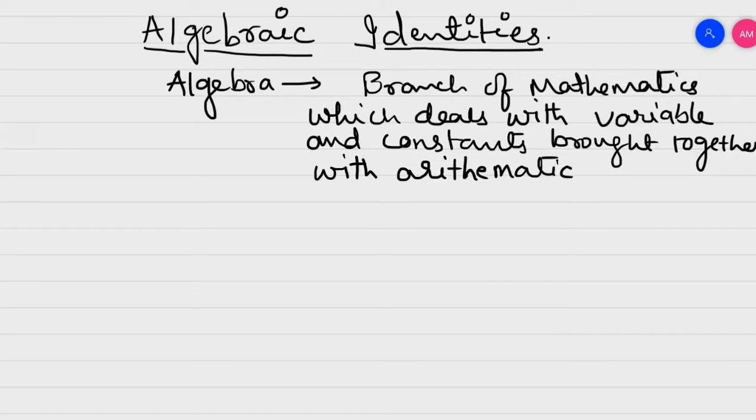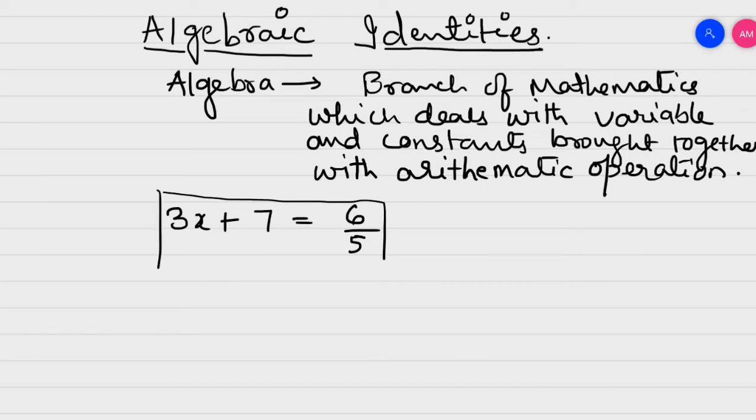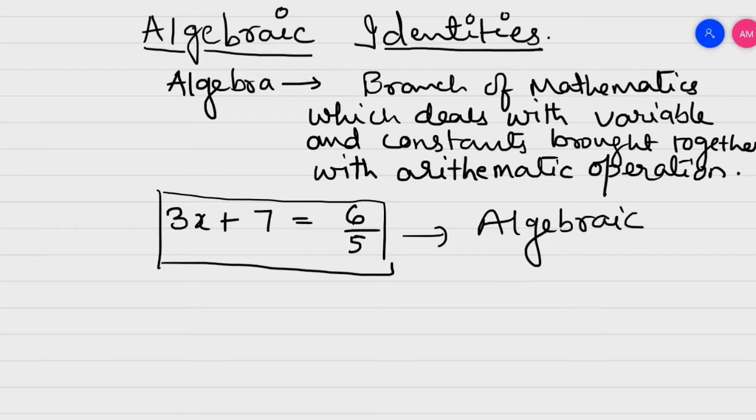Now children, you have seen that in this particular topic you have learnt about monomials, binomials, trinomials, algebraic expression. So simply see, if we consider this 3x plus 7 is equal to 6 by 5, say. Suppose we are having this particular equation. Now see, this whole equation is known as an algebraic expression.